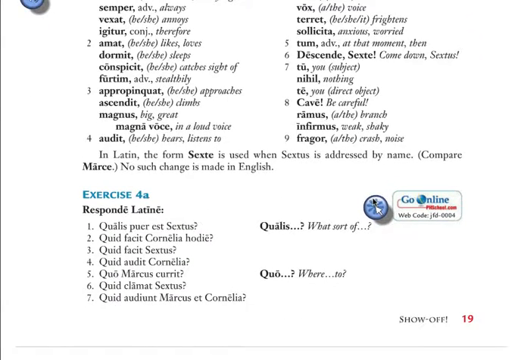And then the first thing you're going to do is work on exercise 4A, which is Responde Latine. So no translating here. Just read the question. Actually, write out the question, and also write your answer after that. And this can be done on a shared Google document. You should just make a Google Doc and share it with me. And so that'll have exercise 4A and also 4C, which I'll get to in a second.